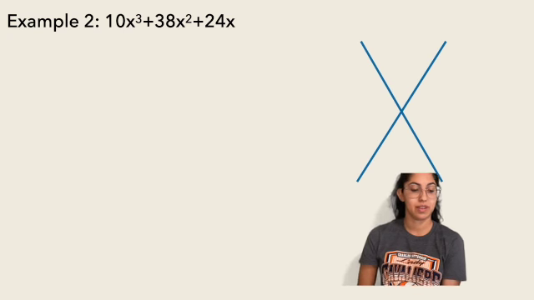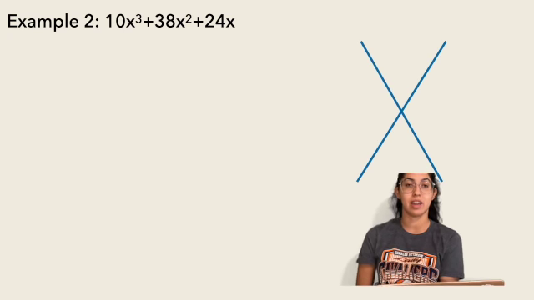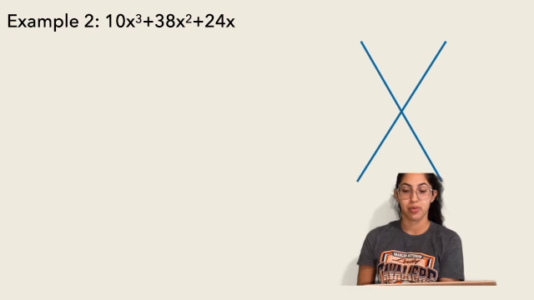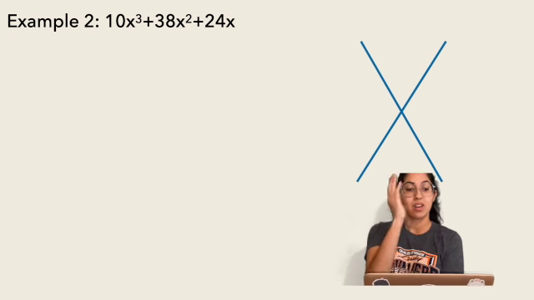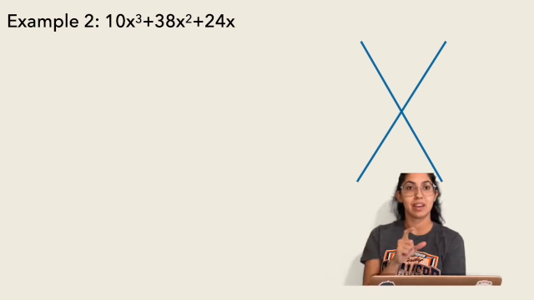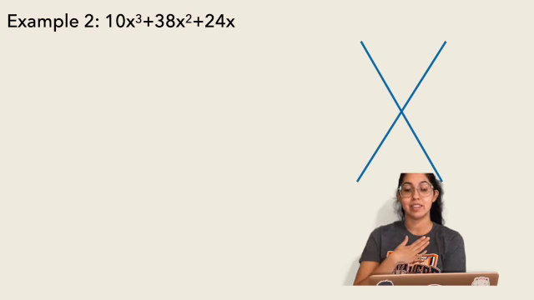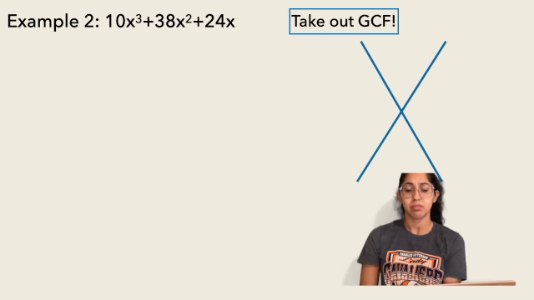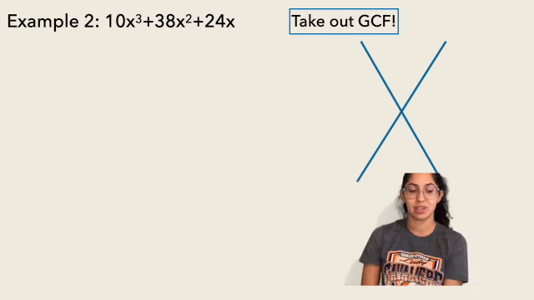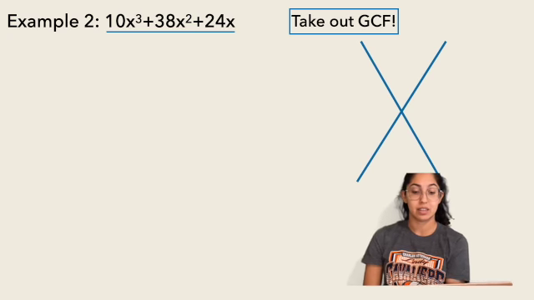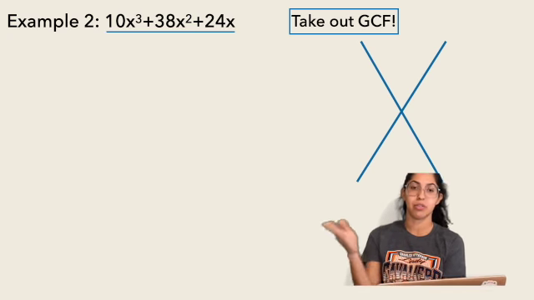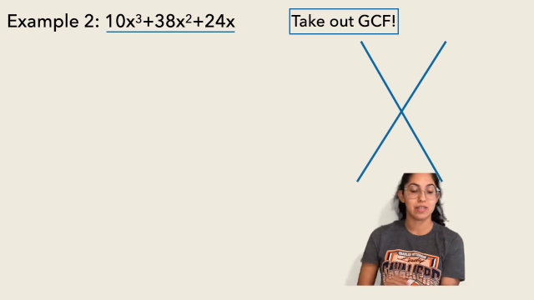Okay, next we have 10x cubed plus 38x squared plus 24x. So first thing I notice, all 3 terms have an x. All 3 terms are even. So I know there is a GCF. So I'm going to take out the GCF. If you're not sure what it is, these are all even, so I can take out a 2 at least. So I'm actually going to take out a 2 and an x because all 3 of them have x's. All 3 are even, so 2x.